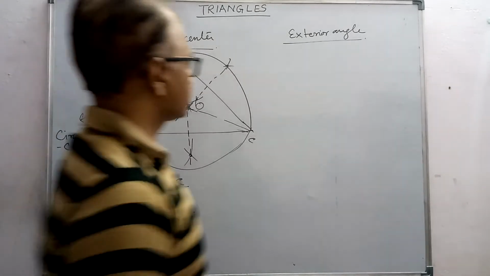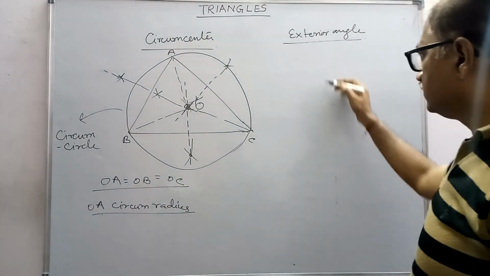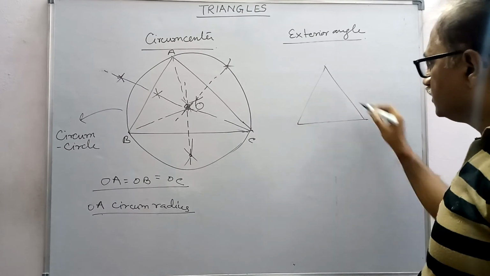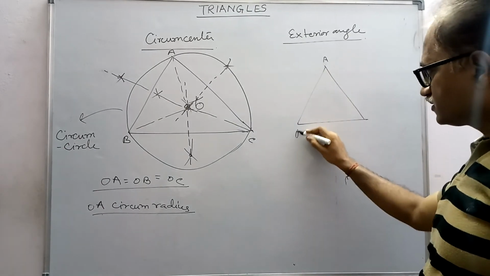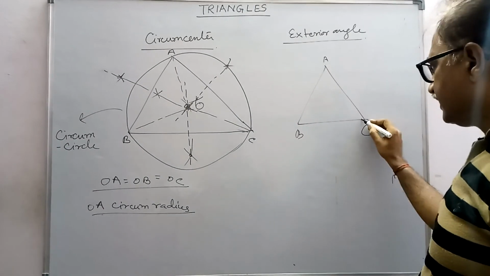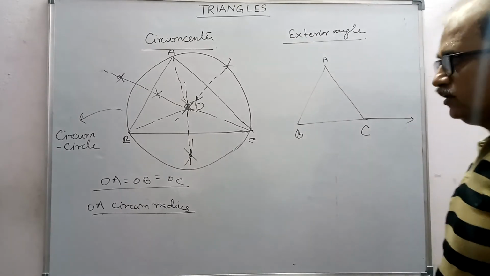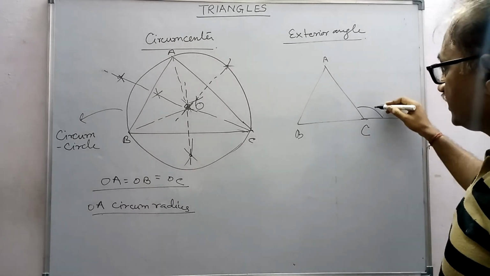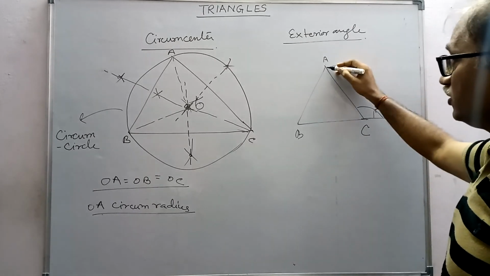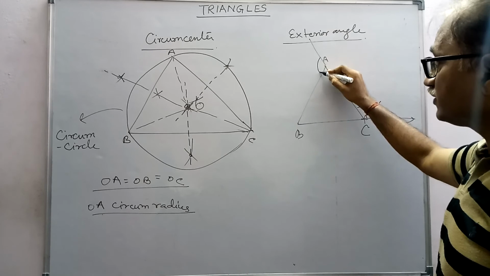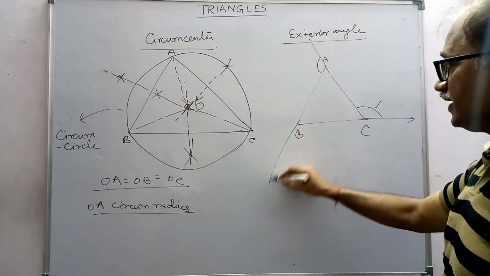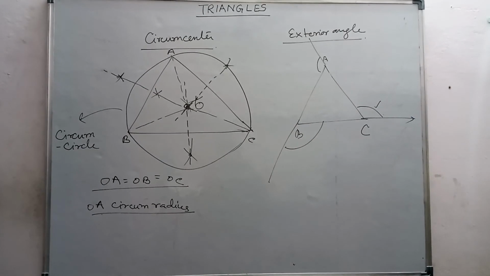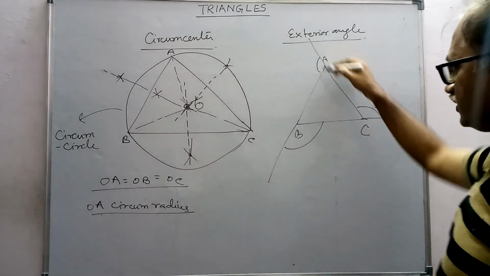Now the next point is the exterior angle of a triangle. Suppose you draw a triangle ABC. Extend any of the sides. This is called an exterior angle of this triangle ABC. Similarly, if you extend this side, then this will be called an exterior angle of this triangle. If you extend this side, this will be called an exterior angle of this triangle. So a triangle has got three exterior angles.